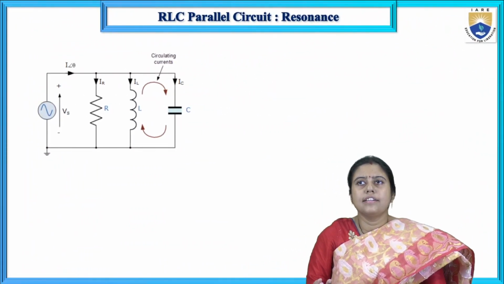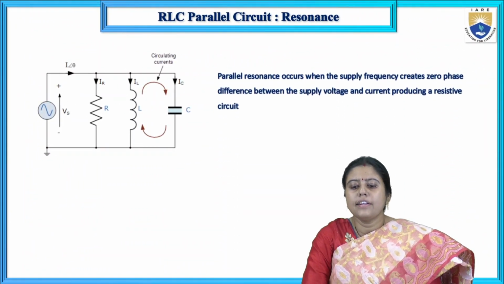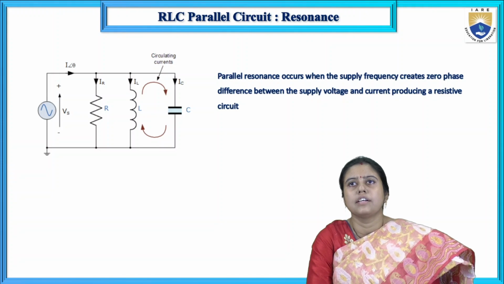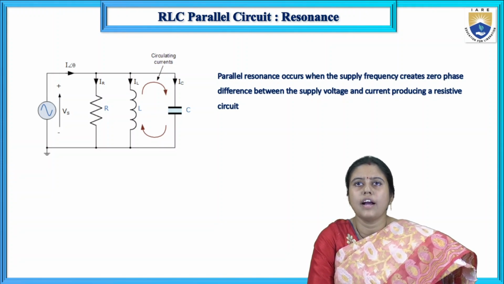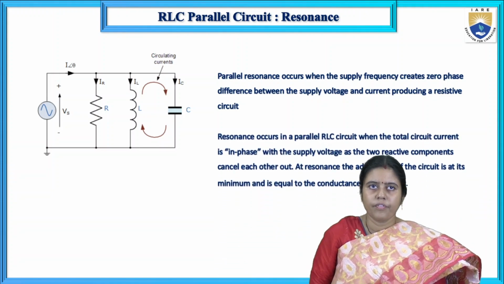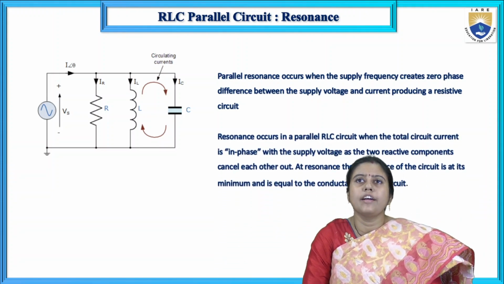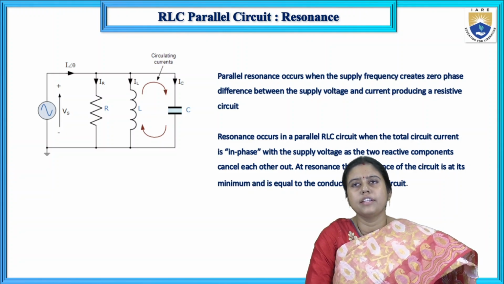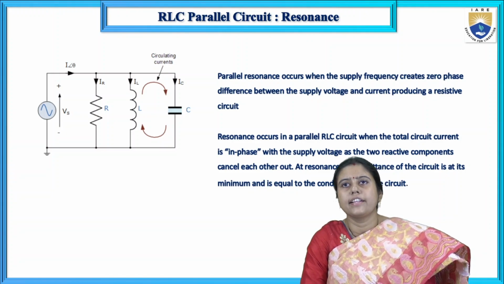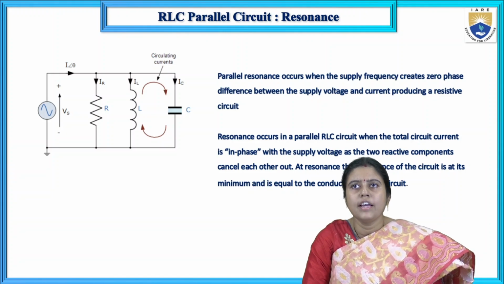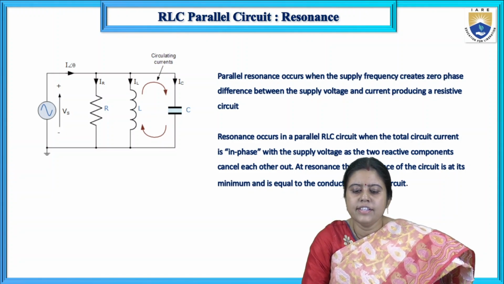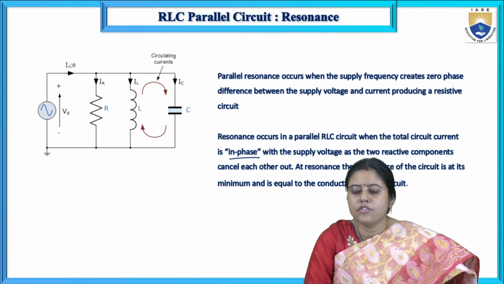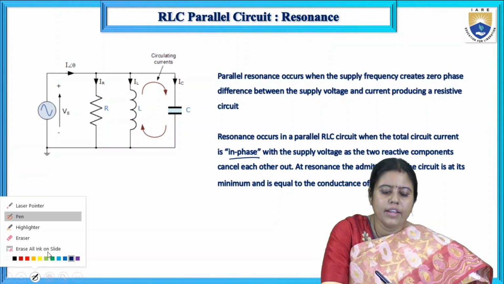So what is the meaning of resonance? Parallel resonance occurs when the supply frequency creates zero phase difference between the supply voltage and current, producing a resistive circuit. Resonance occurs in a parallel RLC circuit when the total circuit current is in phase with the supply voltage. So we can say that when the total current is in phase, meaning the angle is 0 degrees with the supply voltage, that is resonance. This is one important line.